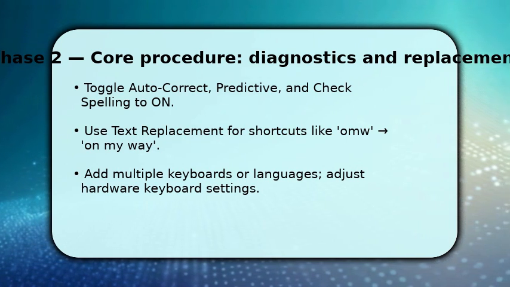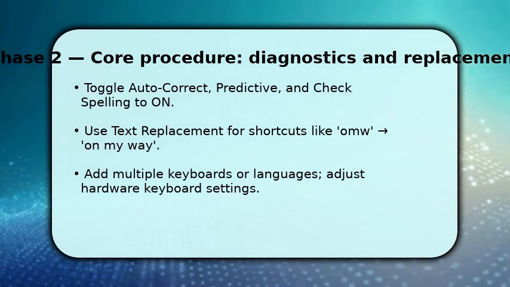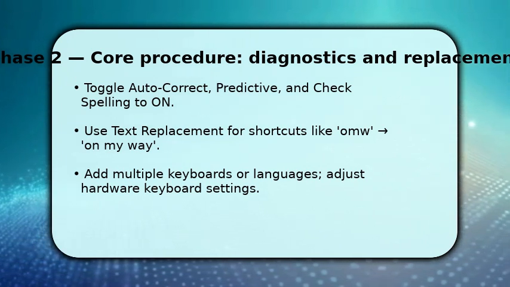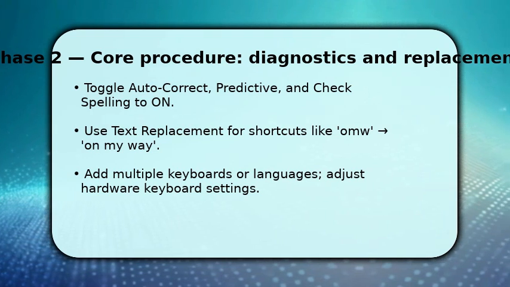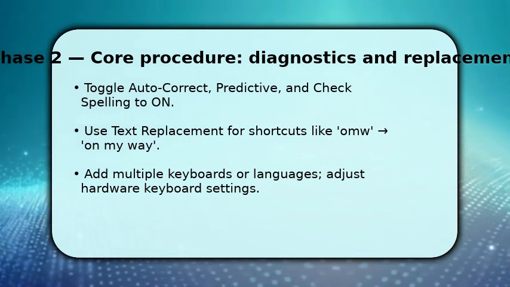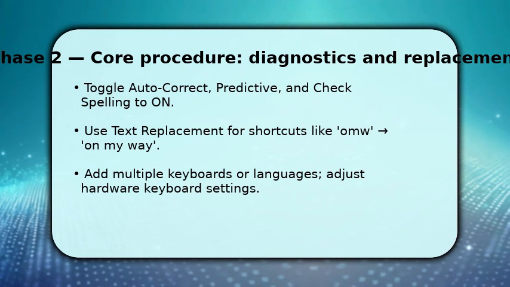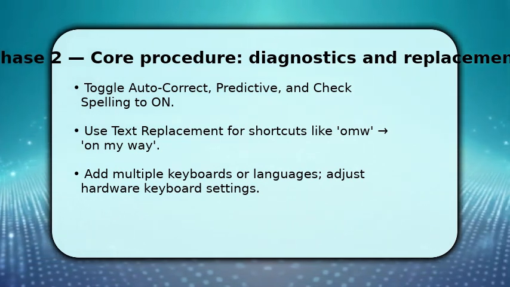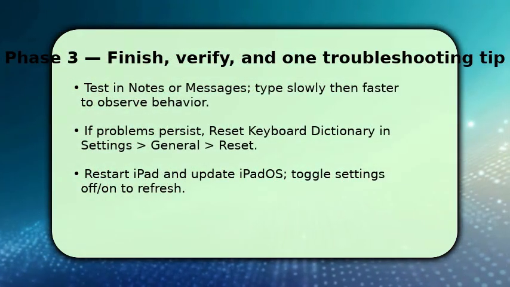If you use multiple languages, add each keyboard and set the primary one. Autocorrect switches automatically. For a physical keyboard, check hardware keyboard settings and adjust autofill options. These steps control how suggestions finish. Test in Notes or Messages by typing common words and intentional typos to see autocorrect behavior.